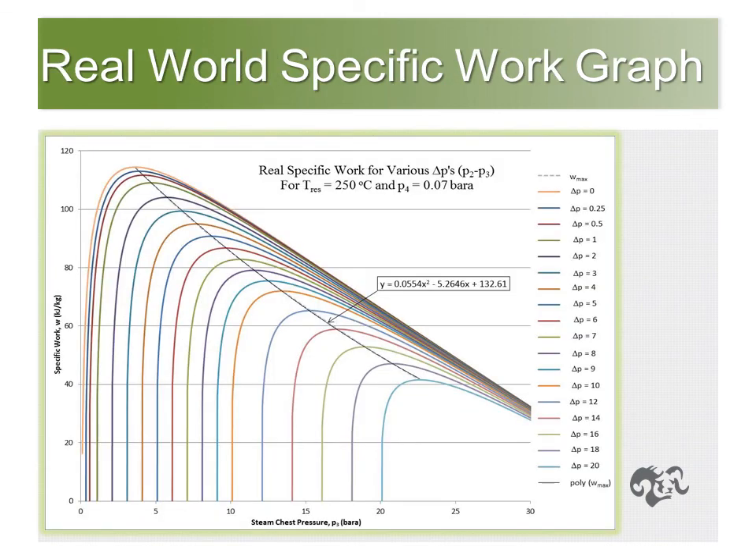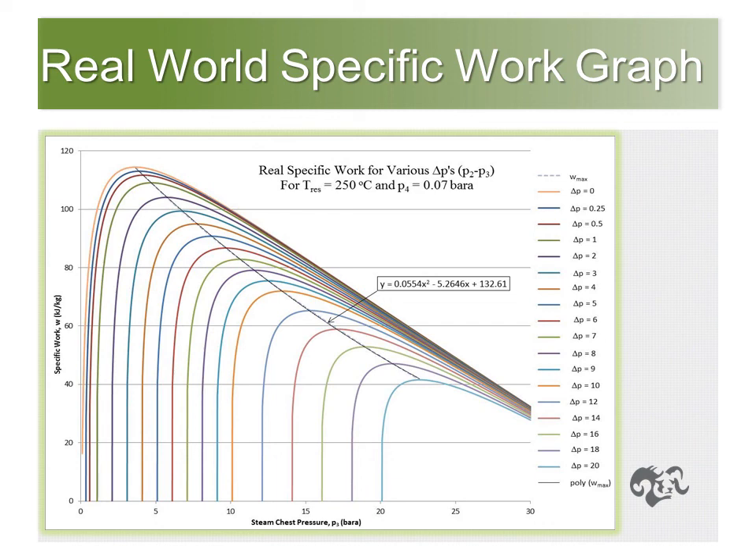In reality, there are pressure losses between the separator and the turbine steam chest. This graph shows a family of specific work curves for various pressure drops given a reservoir temperature of 250 degrees C and a condenser back pressure of 0.7 bar A. With increasing pressure losses, you'll get these lower curves. The optimal flash pressure where the curve's peak occurs increases.